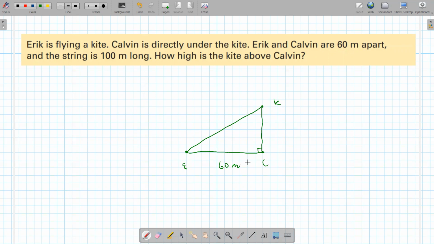It says the string is 100 meters long. So is this the string, EK, or is KC the string? EK is the string. Exactly. So that's 100 meters, and we're trying to find this. This is side A, right? A equals what? Pythagoras theorem tells us a squared plus b squared equals c squared. So how do we solve for a?